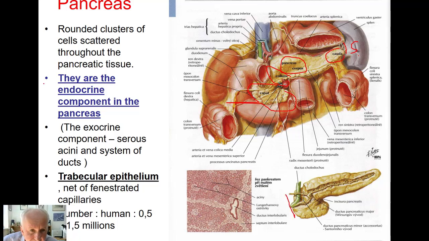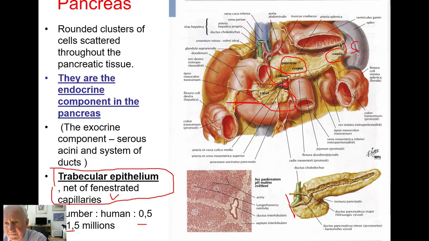So, and we are back in histology, and we are speaking once more about the trabecular epithelium. These secretory cells in the trabecular epithelium are perfectly surrounded by fenestrated capillaries. A healthy human should have between 0.5 to 1.5 million islets of Langerhans in his pancreas. The biggest amount of the islets is in the body and in the tail of the pancreas.